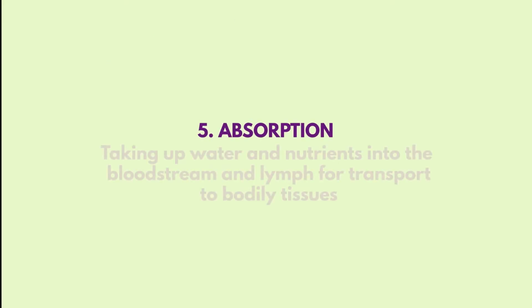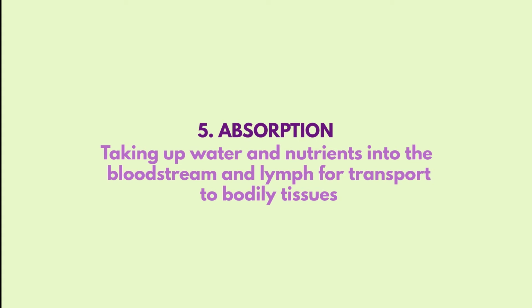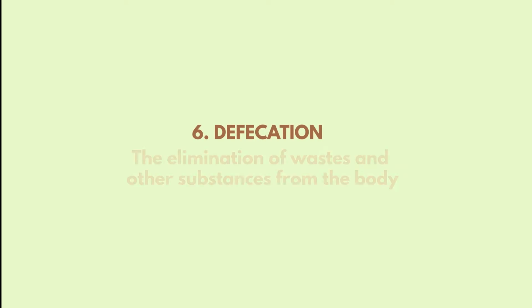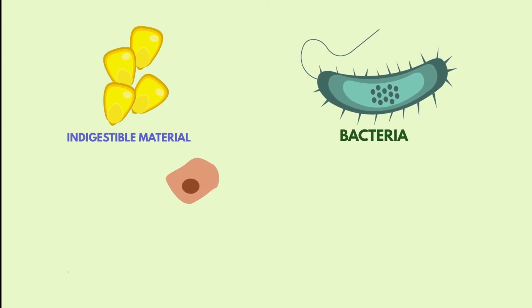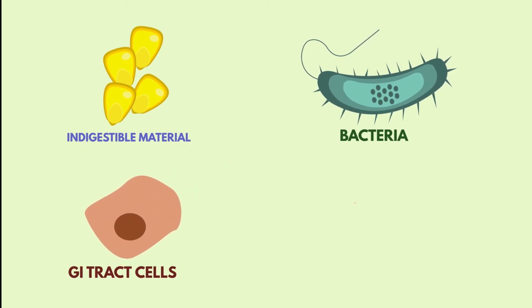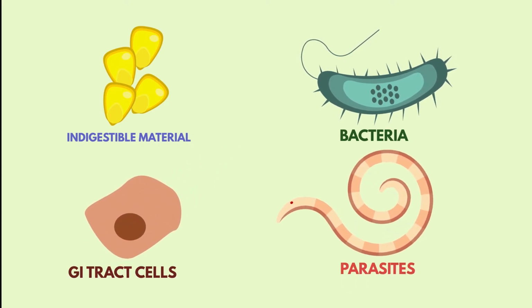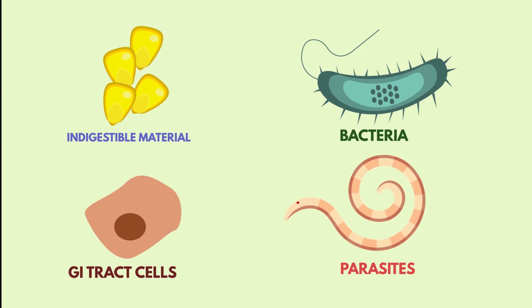The fifth process is absorption, which occurs almost exclusively in the small and large intestines and involves the taking up of water and nutrients into the bloodstream and lymph for transport to bodily tissues. The sixth and final process is defecation, the elimination of wastes and other substances from the body. Other substances can include indigestible material, bacteria, and sloughed off cells from the GI lining. Parasites can also be defecated if the person is infected.